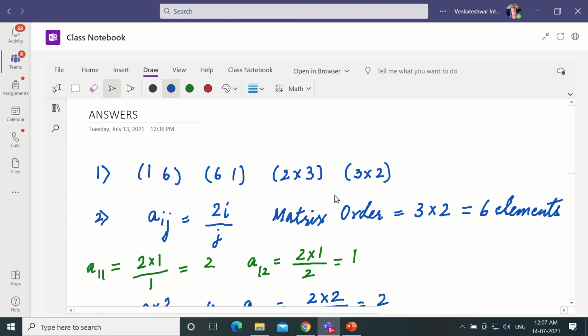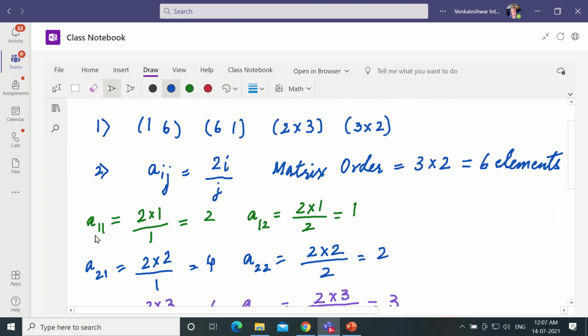We go by the elements only. So the first element is A11. Now we just substitute the values in place of i and j. So here i and j are 1 and 1. So we will have 2 into 1, that is 2i, so 2 into 1 divided by 1, that is 2. Then I calculate A12. That is 2 into 1, i is 1. Now j is 2, so divided by 2, I get the answer 1. Now that means I have 2 columns, so my 2 elements are complete.